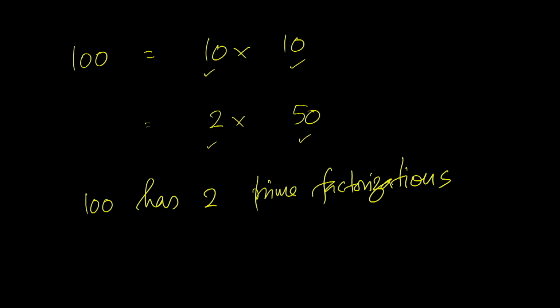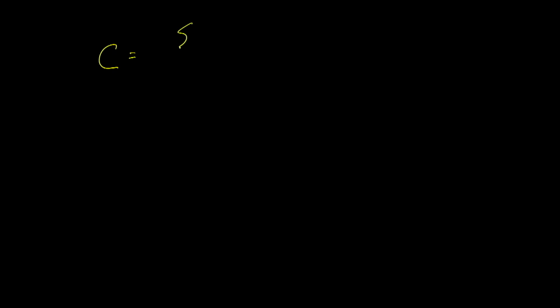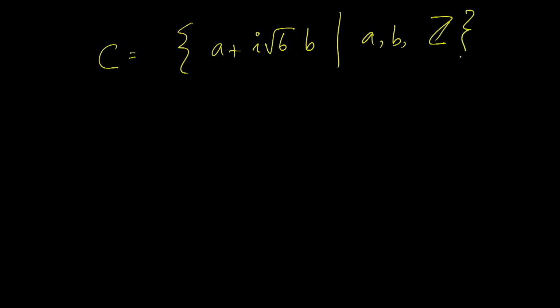Canonical because here the prime numbers are appearing in increasing order. Therefore, within this system, every number need not have a unique prime factorization. As another example, consider the set C of some complex numbers: we consider all complex numbers of the form a plus i root 6 b, where a and b are integers.